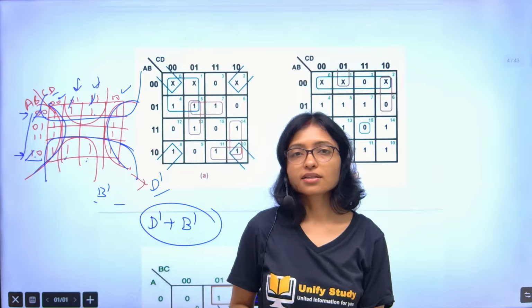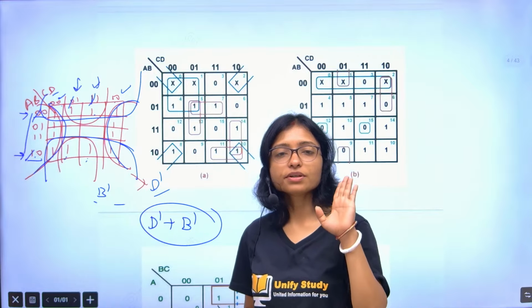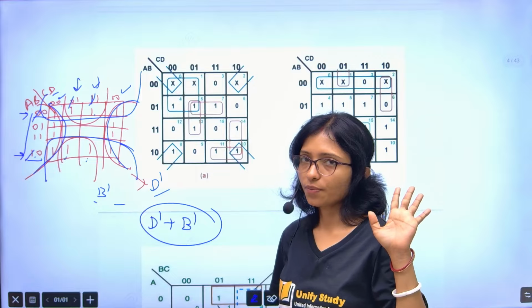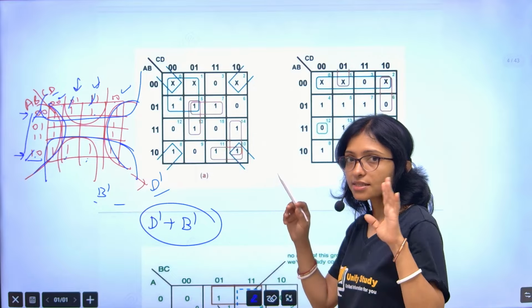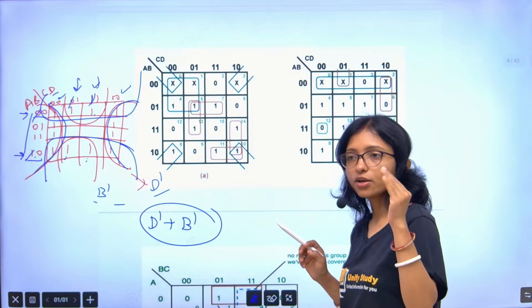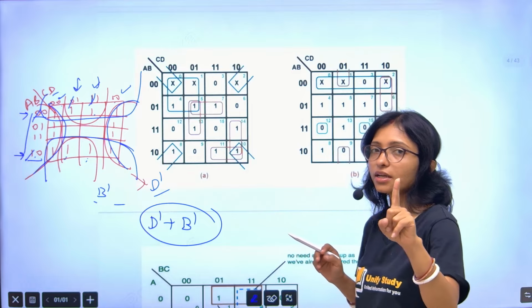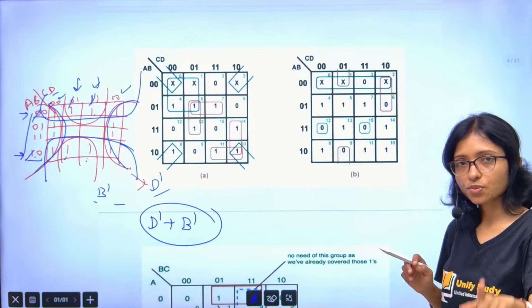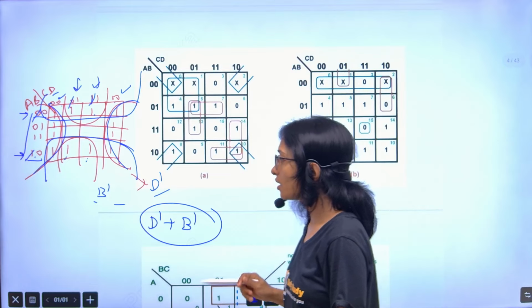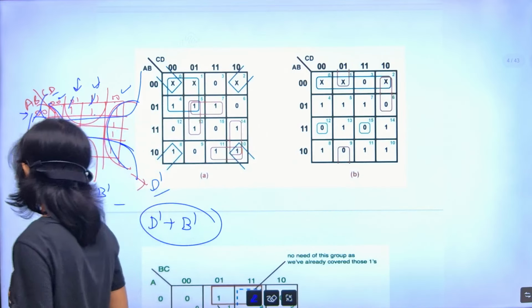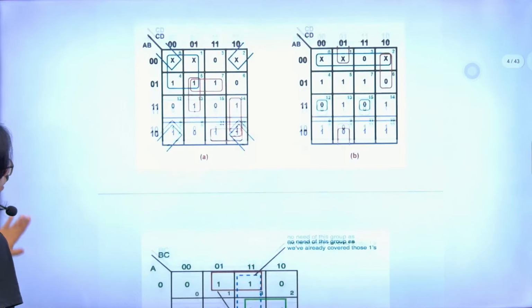Okay. So at the time of doing grouping, you have to be very careful. Take as many 1s as possible and do the cancellation properly at the time of writing the expression. Then only your answer will be correct, otherwise your answer will be wrong. I hope it is clear to everyone.